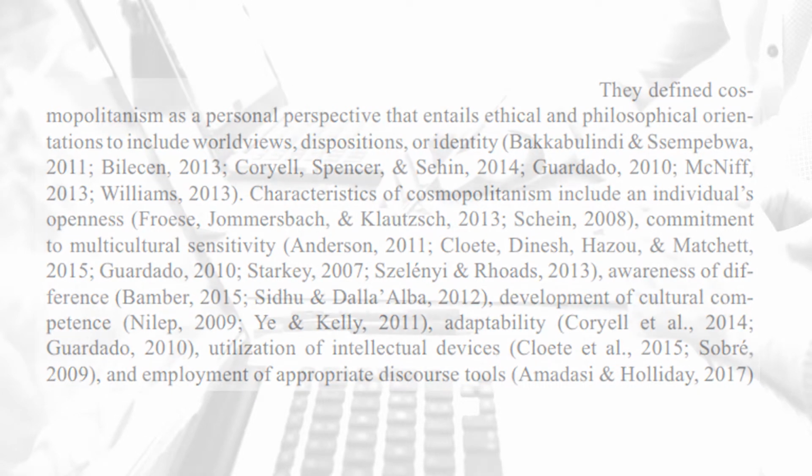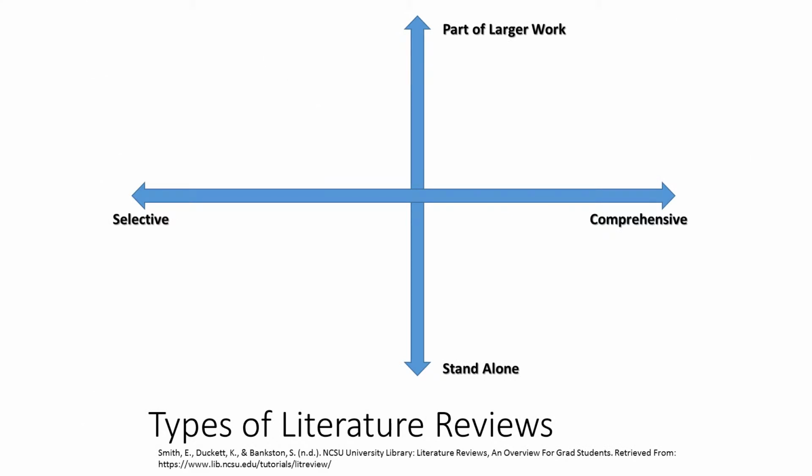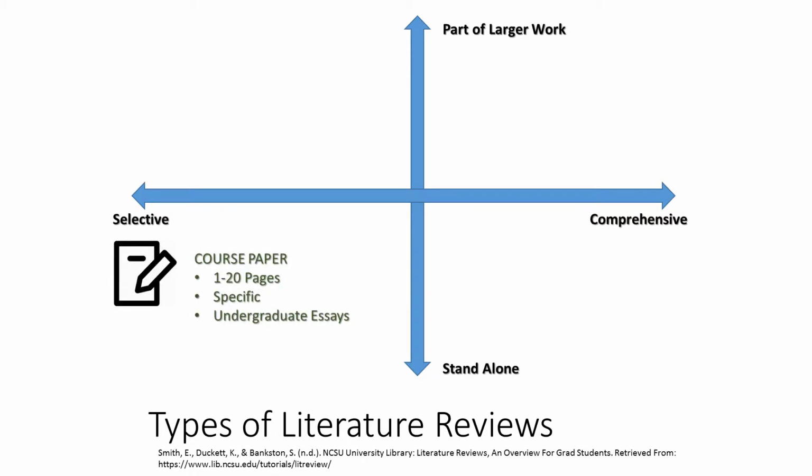There are a few different types of literature reviews, spanning from selective to comprehensive, and from standalone or being a part of a larger work. First, let's look at selective standalone literature review. An example of this is something you might write for an undergraduate course using 5 to 10 research resources.